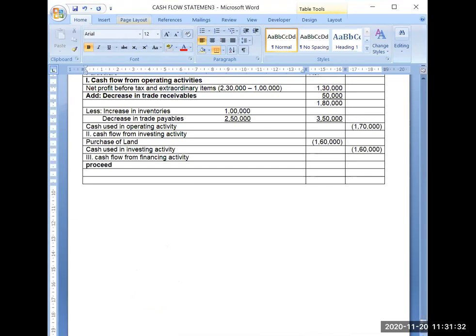proceeds from issue of shares, that is 5 lakh.